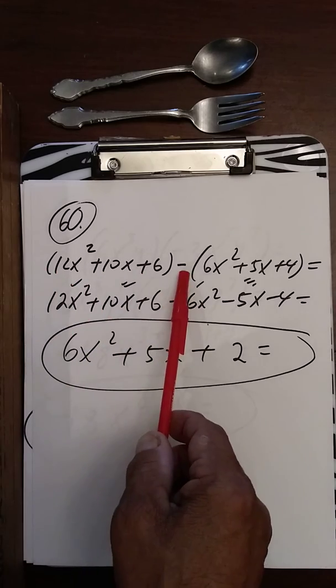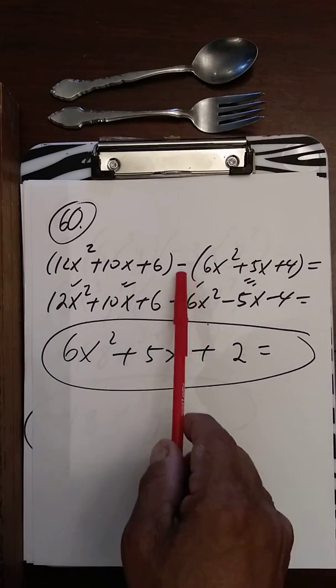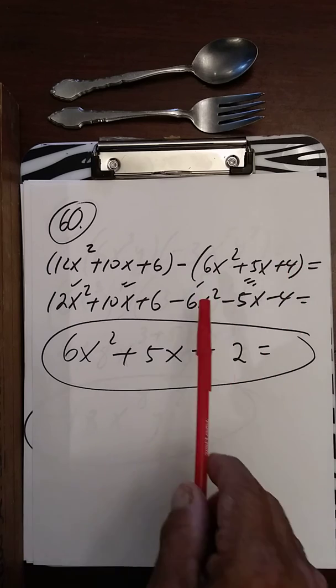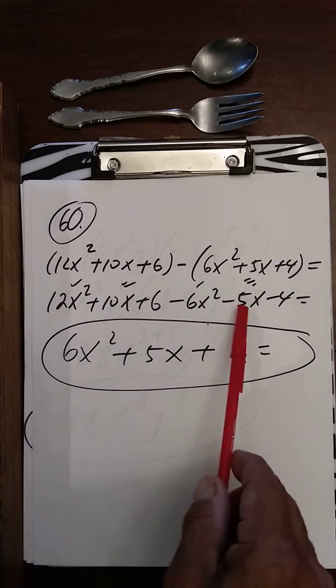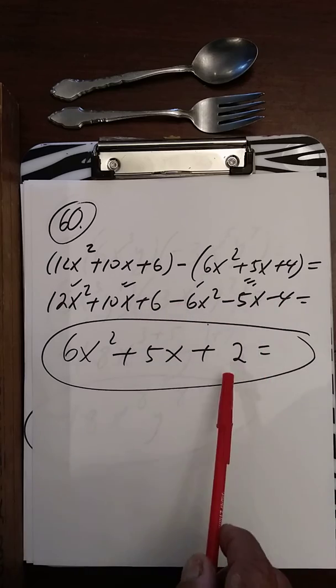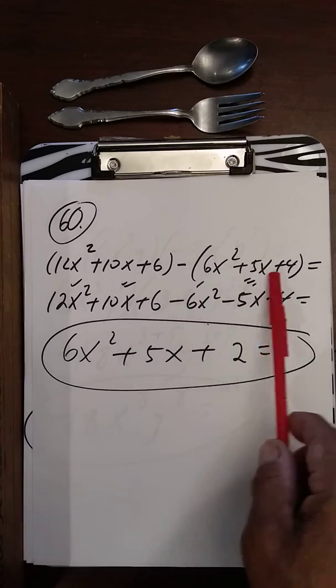All this minus means this is the same, but this doesn't change that, change that, change that. So negative, negative, negative. So 12 in that is this. 10 in that one is this. 6 in that is a 2. Make sure you change the signs on all of these.